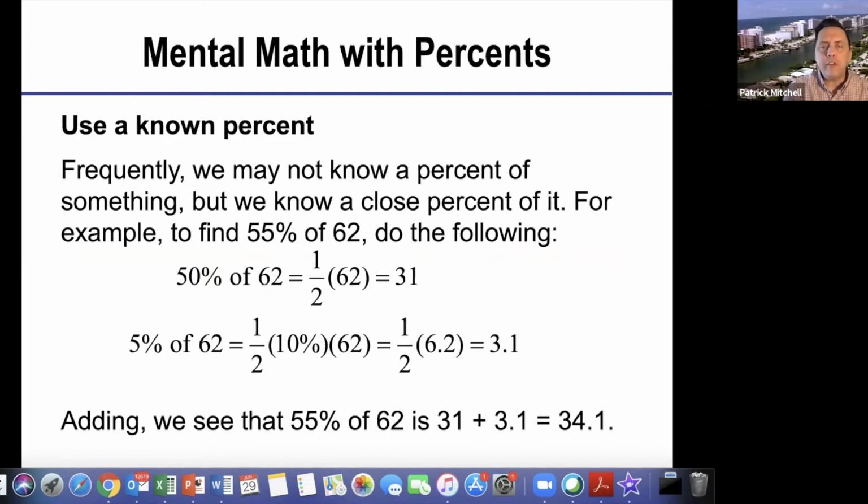For example, to find 55% of 62, you could start by taking 50% of 62, which is easy. That's just half. So that would be 31. And then 5% would be 1/10 of 50%. So if 50% is 31, then 5% would be 3.1. And now you just add those two together. 31 plus 3.1 would be 34.1.